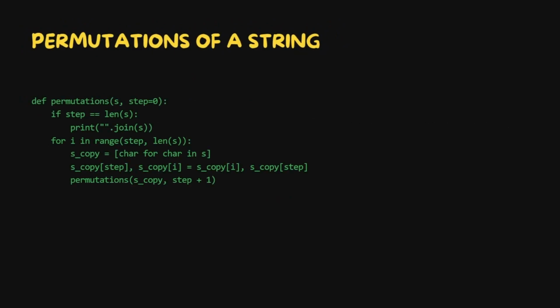This is the code for permutation. So first, if step equals length, we will join the string. Then for i in range step to length of s, we will copy it. s_copy equals character for character in s. s_copy[step], s_copy[i] equals s_copy[i], s_copy[step]. We will recursively call the permutation function.